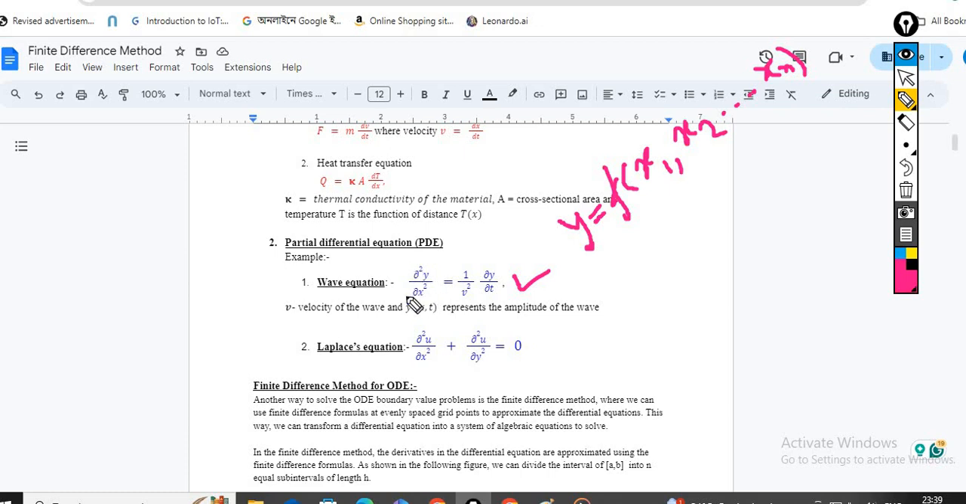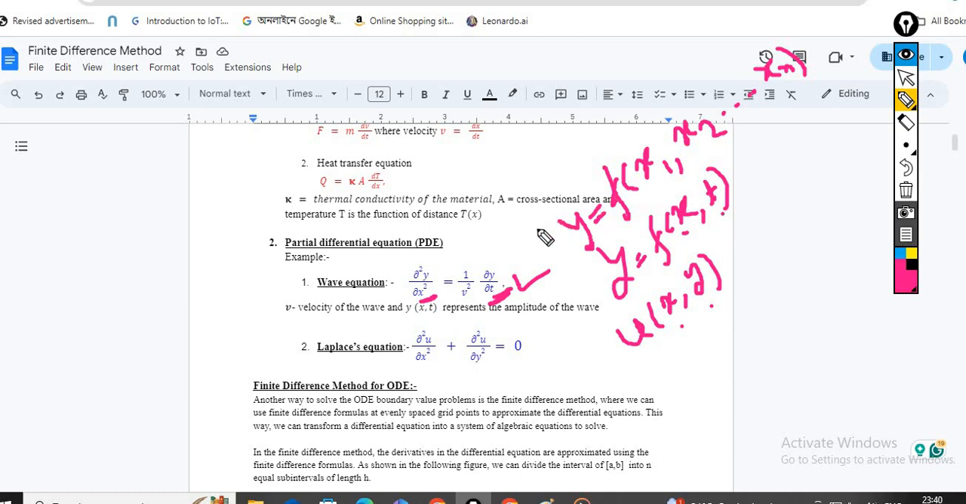Now we can see here the function y is a function of position and also time. Two variables are there. On this side you have a variation with respect to x, and here we have variation with respect to time. Then the Laplace equation, where function u is a function of both x and y, so you are considering the rate of change with respect to x and also with respect to y. Both are considered.